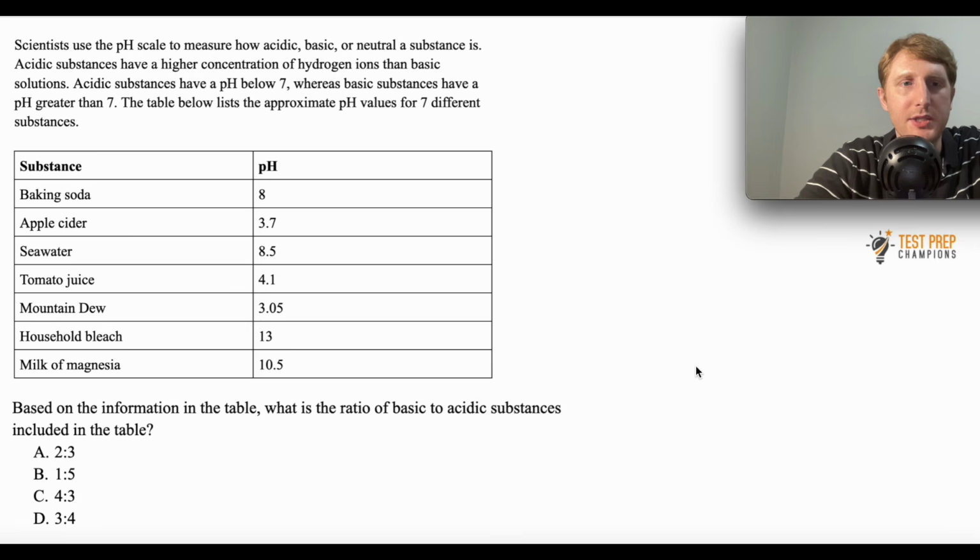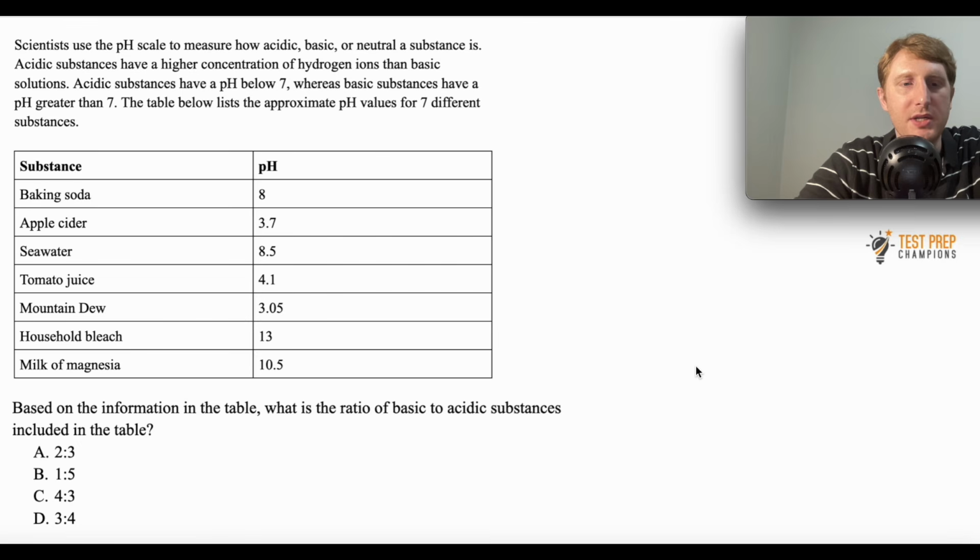Scientists use the pH scale to measure how acidic, basic, or neutral a substance is. Acidic substances have a higher concentration of hydrogen ions than basic solutions. Acidic substances have a pH below 7, whereas basic substances have a pH greater than 7. The table below lists the approximate pH values for 7 different substances.